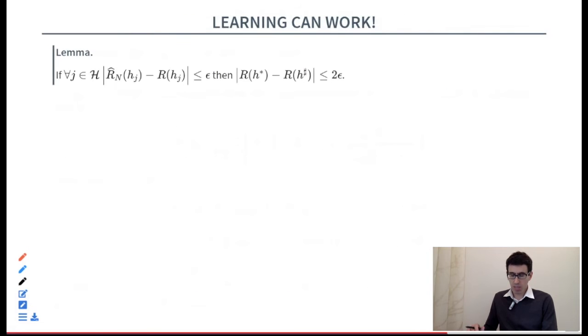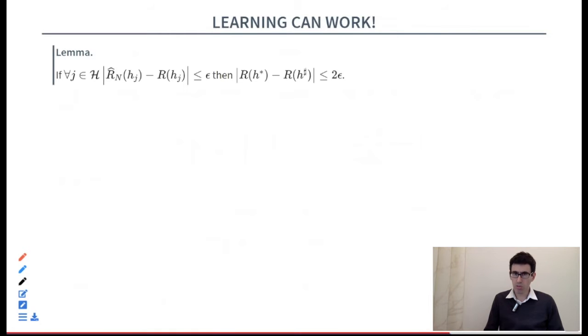It turns out that we can actually prove such a result. And that result is based on the following lemma. The lemma says that if you can prove that for every j in your hypothesis set H, the model Hj generalizes well, in the sense that the absolute value of the difference between the empirical risk and the true risk is less than epsilon, then you can show that the true risk of H star minus the true risk of H sharp in absolute value is less than 2 epsilon. So you have to introduce a factor of 2.